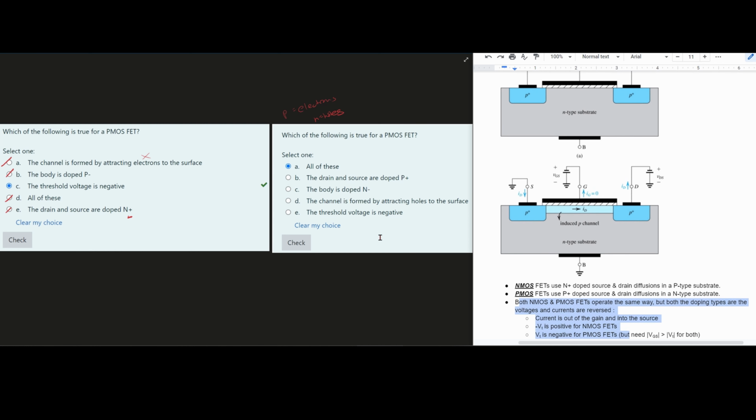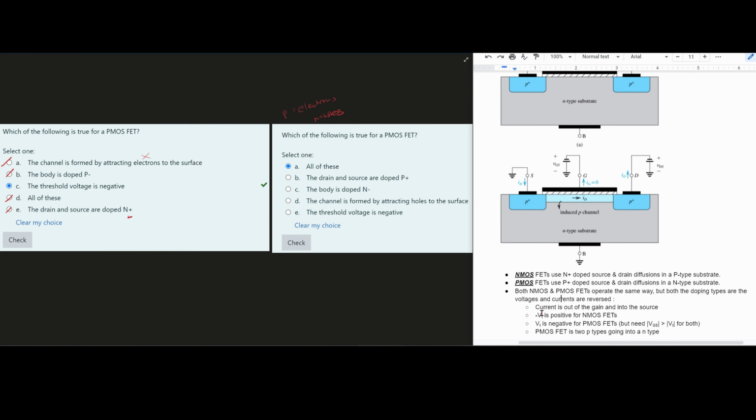Next, we have the channel is formed by attracting holes to the surface. We were talking about how P is electrons, which is what we have here, N is holes, and we want the holes to go up. Well, this is true. We are attracting holes to our surface here. Next, we have that our threshold voltage is negative, and we just went over that right here. Since all of these are true, A is going to be your answer, all of these.